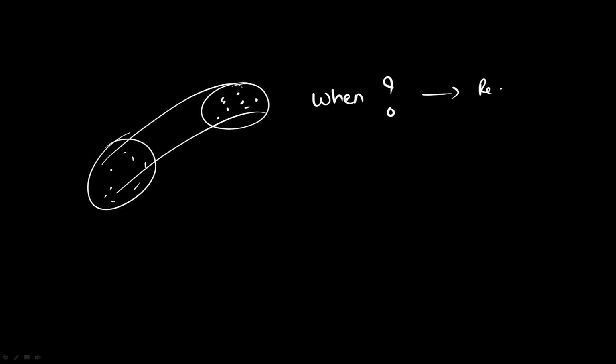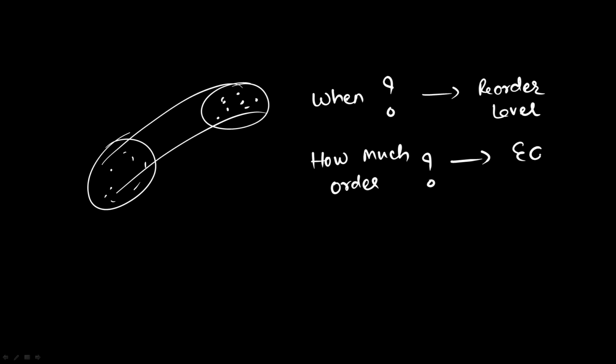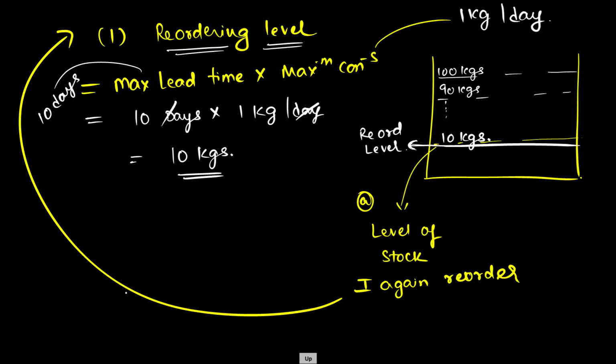Let me again try to draw a telephone. When you should telephone your creditors, who will guide you? Reorder level. How much should you order? Who will guide you? Ordering quantity or economic ordering quantity. This is the reorder level, and how I have found it out: maximum consumption per day multiplied by maximum lead time in days.